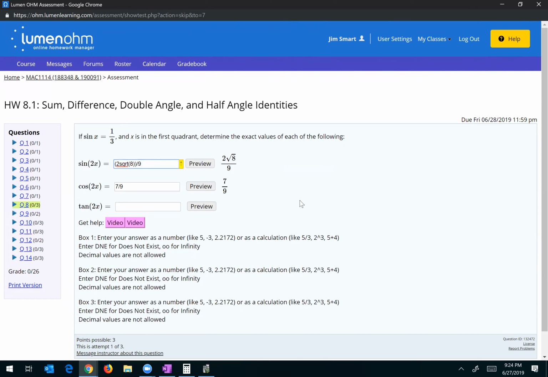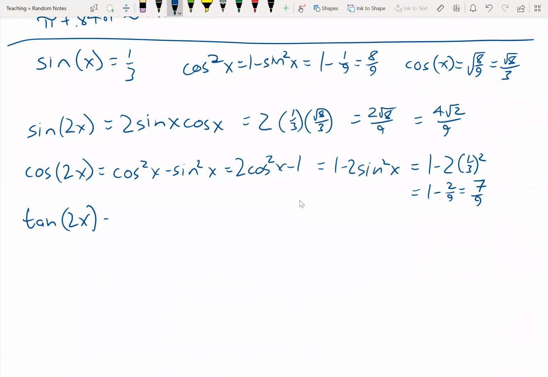All right, and now tangent is sine over cosine. The only time the tangent formula is really useful is if you only needed to find the tangent of 2x and weren't asked to find sine of 2x and cosine of 2x first. Although you still could do it by finding those, you just wouldn't have to. So sine of 2x was 2 square root of 8 over 9, and cosine of 2x was 7/9. Well, if you got 9ths divided by 9ths, the 9ths cancel, so this will just be 2 square root of 8 over 7.